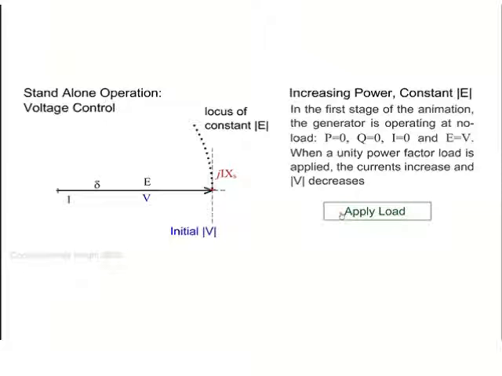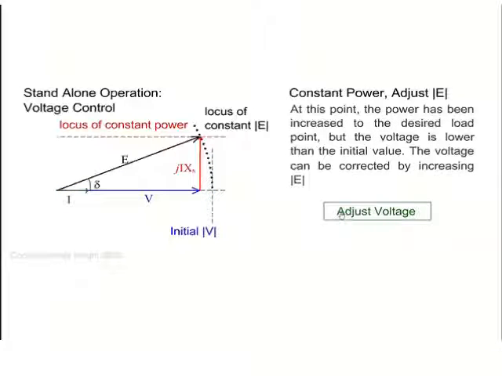Let us see. So I am applying the load here. So as the load is applied, the current has increased. Current has increased, so there is a voltage drop I Xs. As the locus of constant excitation is there, therefore Ea is fixed, therefore the voltage reduces. Now you know that we are having the constant voltage system, therefore I need to keep this voltage to the initial value, so therefore I need to adjust this voltage.